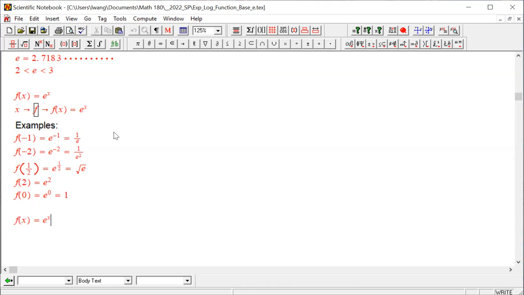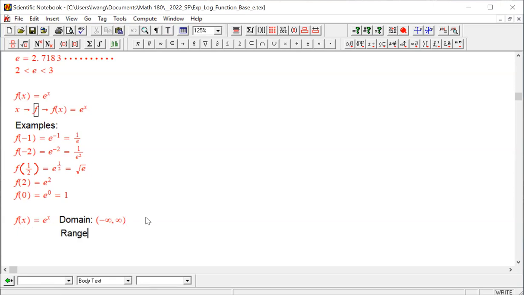So the domain, apparently, is all real numbers from negative infinity to positive infinity. Okay, how about range?